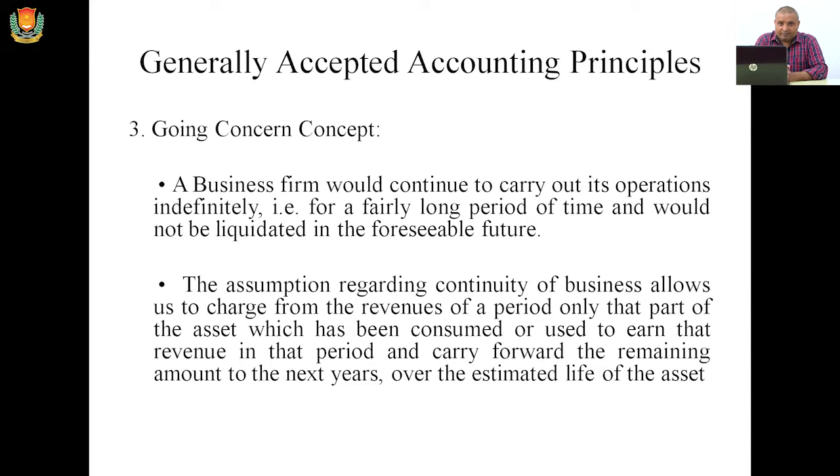Even if we come to know that business is going to be closed after 6 months, then also we will record the transactions assuming that it will continue for a longer period. It will continue for an indefinite period of time. This assumption regarding continuity of business allows us to charge from the revenues of a period only that part of the asset which has been consumed or used to earn that revenue in that period and carry forward the remaining amount to the next years over the estimated life of an asset.